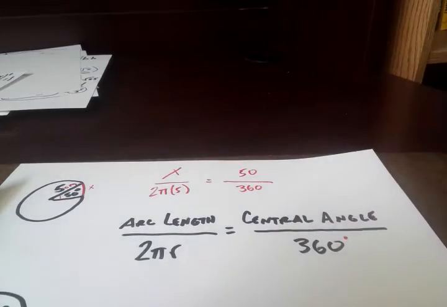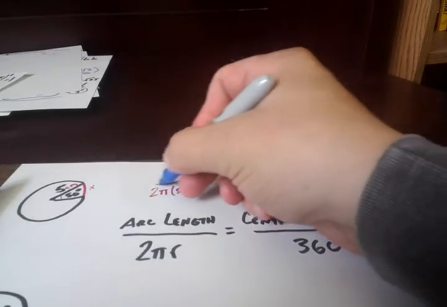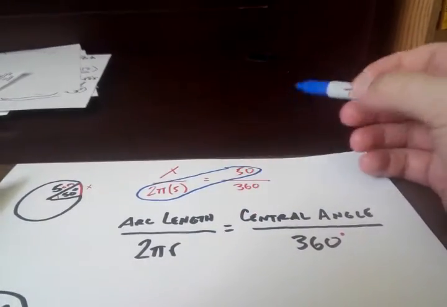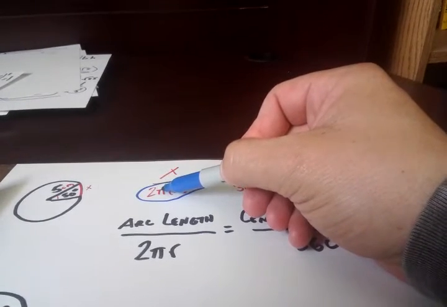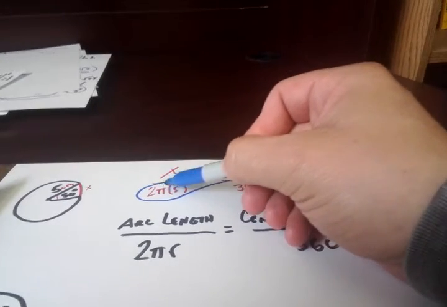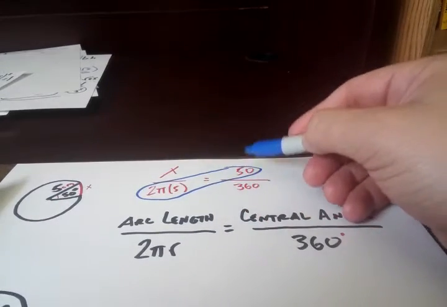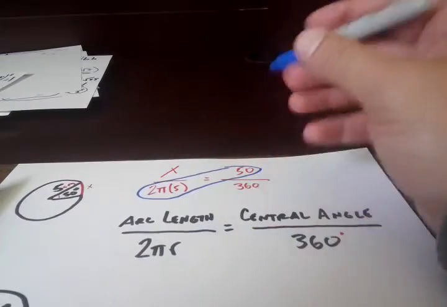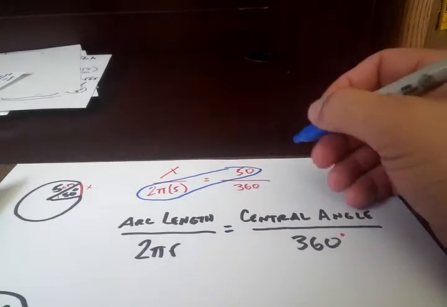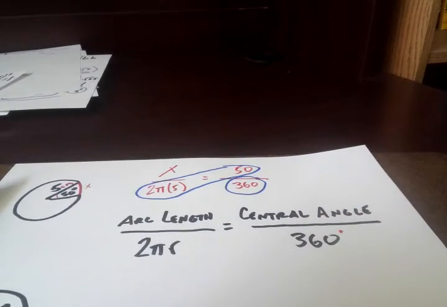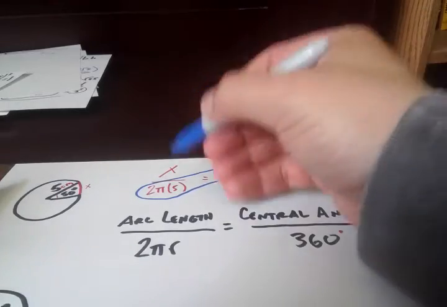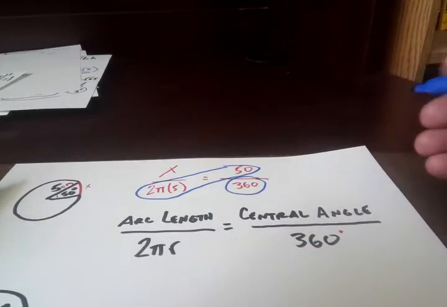So this is a great time to get your calculator out or your phone or whatever you're using, because all we're going to do is a couple of multiplications. We're going to times all of these numbers together. So 50 times 5 times pi times 2. Remember, if you don't have a pi button, you can use 3.14. Click enter, and then go ahead and divide by 360.